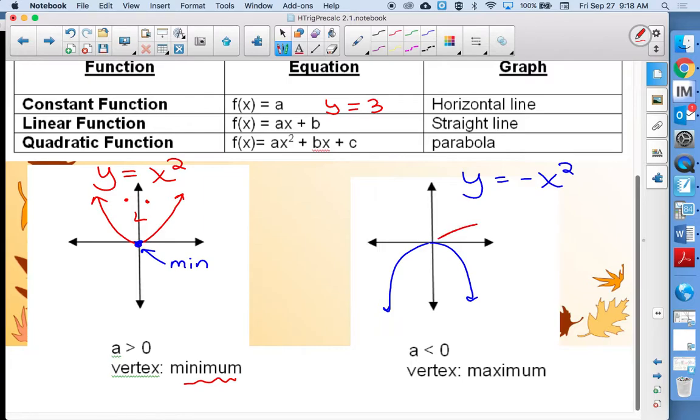Yeah, and that vertex is called a max because it's at the highest point. So if it goes down, it makes a frown, but the highest point in the graph is a max. So down max, up min. Every graph that goes up, you have a minimum. Every graph that goes down is a maximum vertex. So we're going to review how to find that information. So how do we get a vertex?